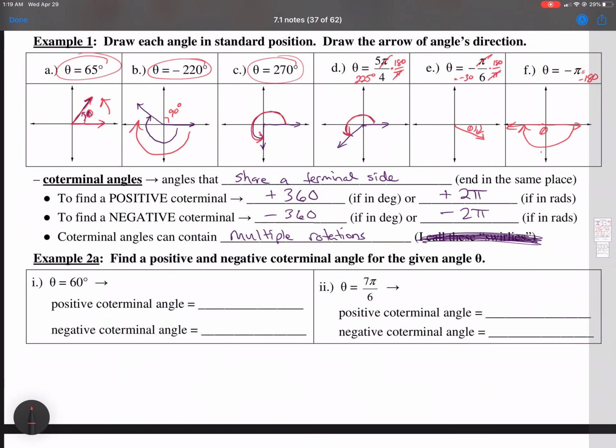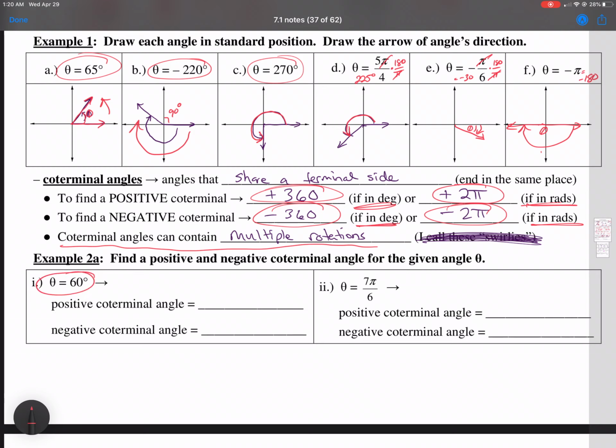Coterminal angles are angles that share a terminal side, meaning they end in the same place. They're different values, but they end in the same place. So to find a positive one, you add 360 if it's in degrees, or you add 2 pi if it's in radians. To find a negative, you subtract 360 if it's in degrees, or you subtract 2 pi if it's in radians. Coterminal angles contain multiple rotations.